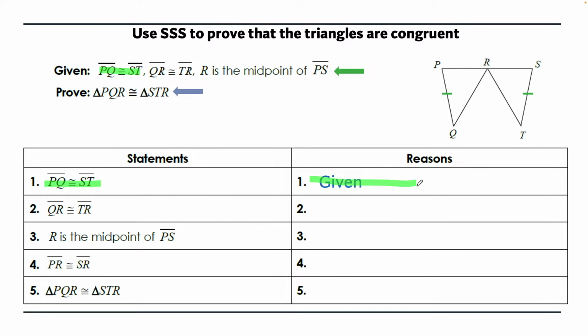It's given. Then we've got QR is congruent to TR. Again, mark that on your figure to keep your brain organized. And then that here is the second statement. And the reason, again, is because they told us. It's just given information. And then next, we've got R is the midpoint of PS. There's not really a way to mark that, but I'm going to put a dot there to remind myself that R is the midpoint. And then that's the next statement. And the next reason, of course, is that that's given information.